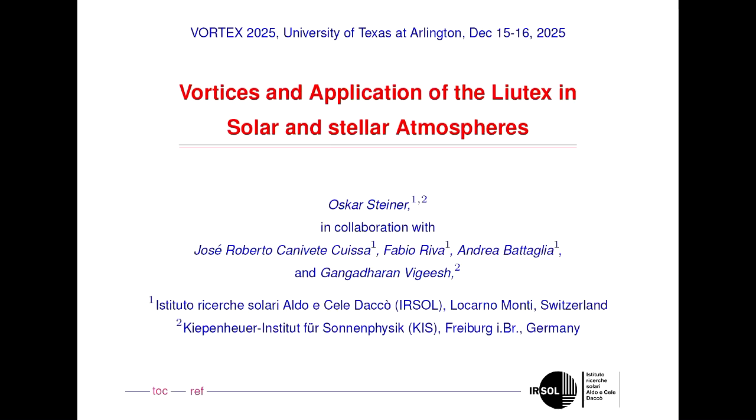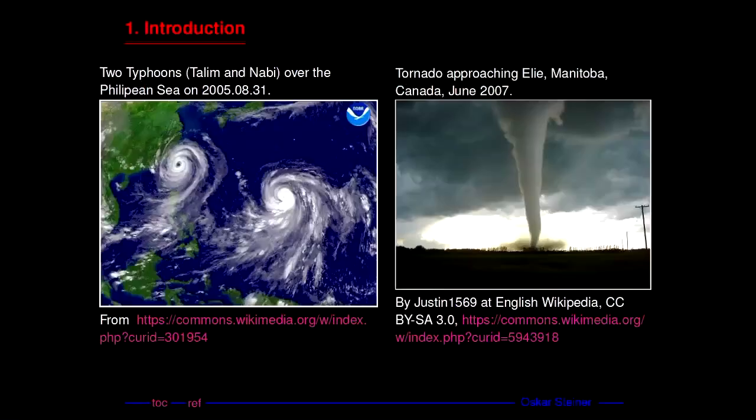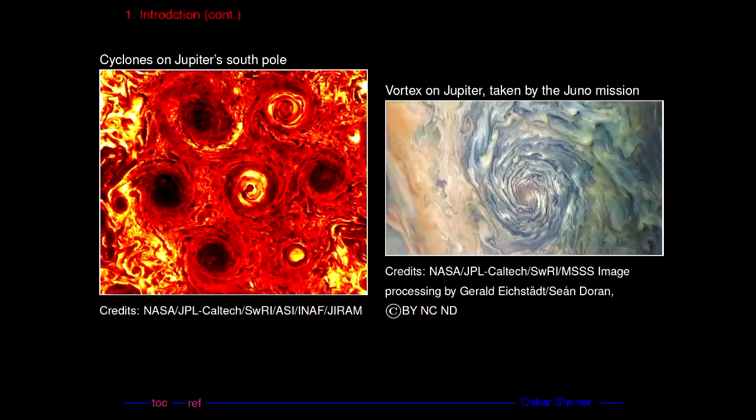So this work has been carried out mainly by a PhD student, José Roberto Canivete Quisa at the Istituto Ricerche Solari in Locarno. Roberto is now doing artificial intelligence in a private enterprise, so he can no more report about this. So we know about the vertical motions in the Earth's atmosphere, of course, in the forms of typhoons or hurricanes or tornadoes. And likewise, there are vertical motions also in planetary atmospheres.